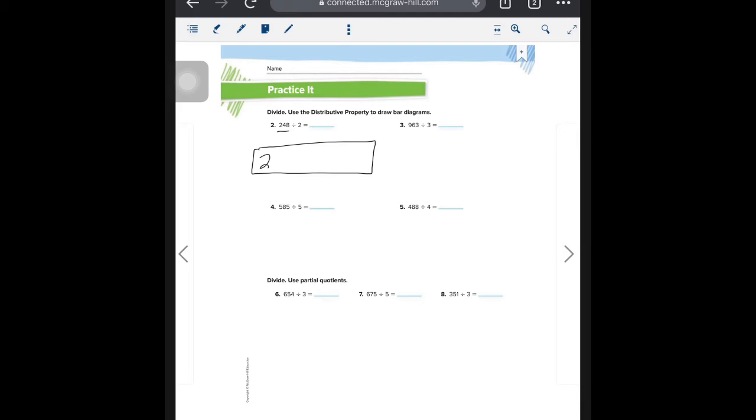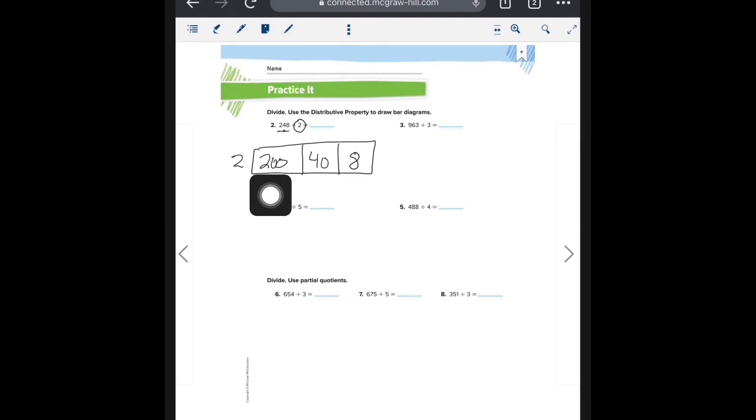Okay, so we're going to put 200, because that's the first place value. Draw a little line dividing it. Then we're going to draw 40, which is the next place value, because there's 4 tens. Divide it and draw an 8, because there are 8 ones. Okay, now everything's going to get the 2 distributed to each of these. So put a cute little 2 right there. There you go.